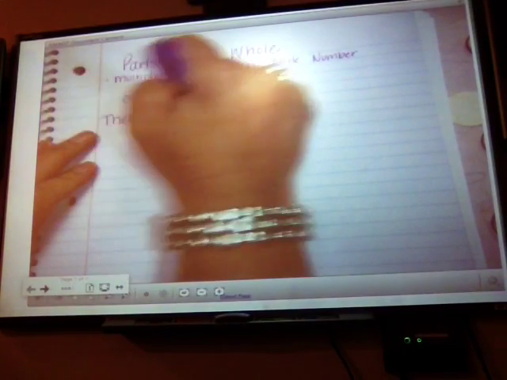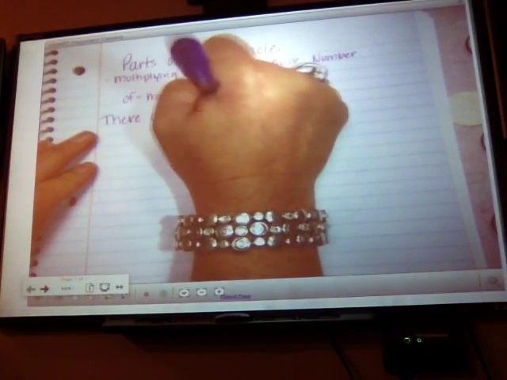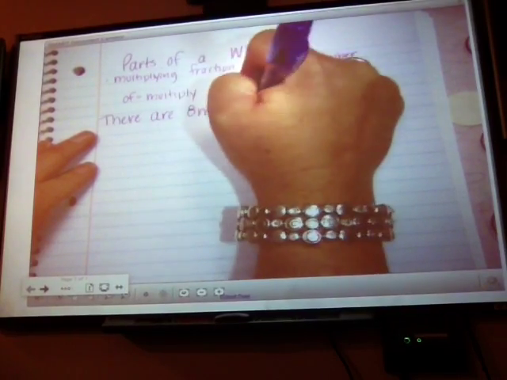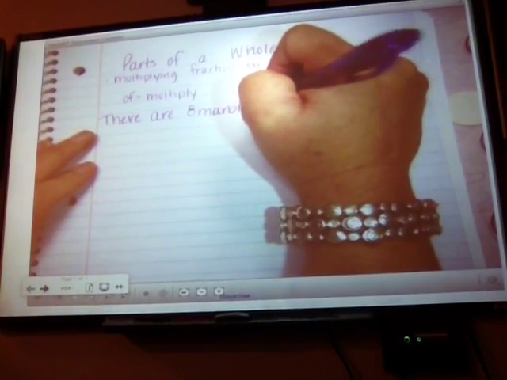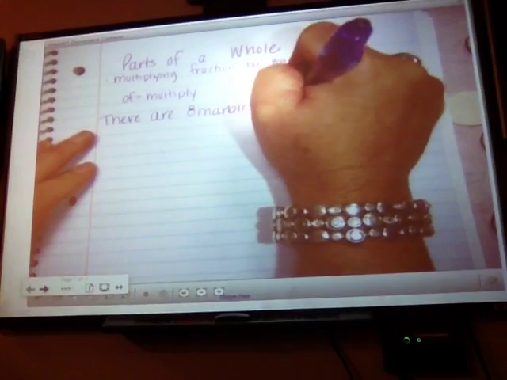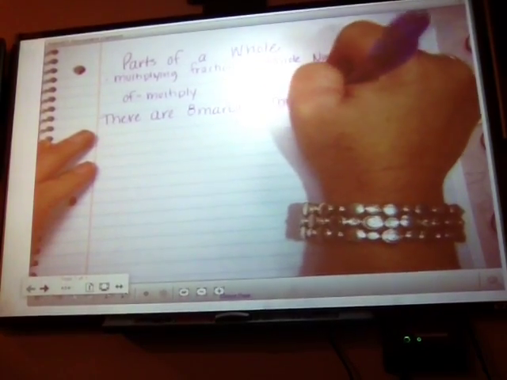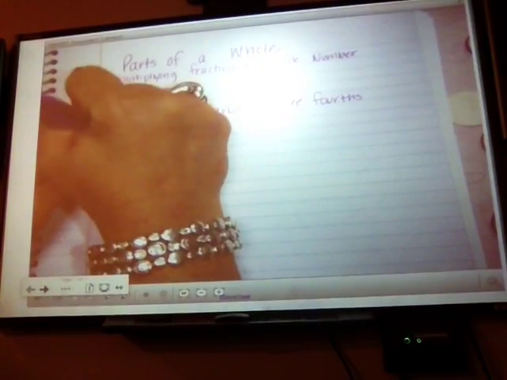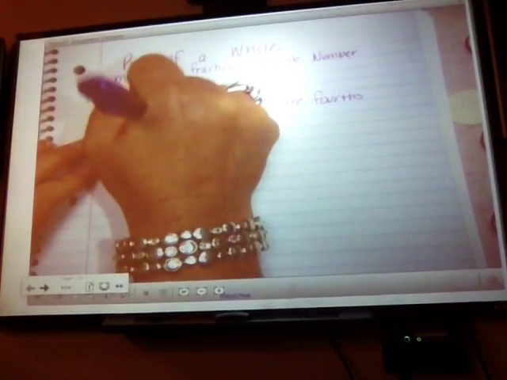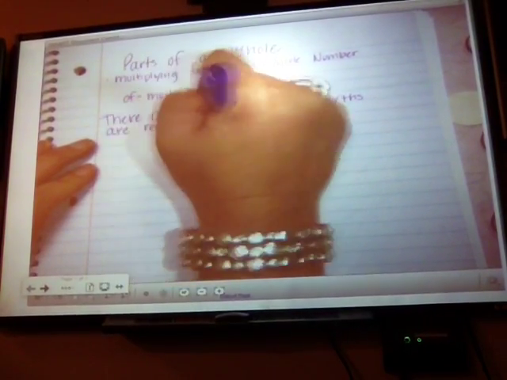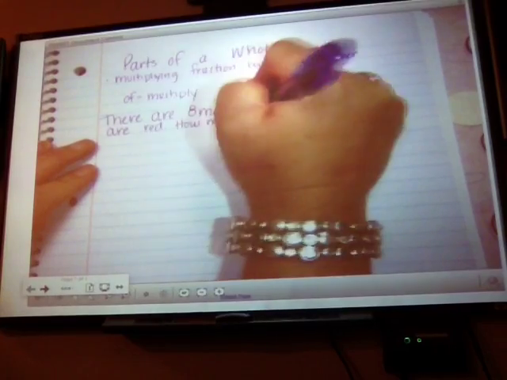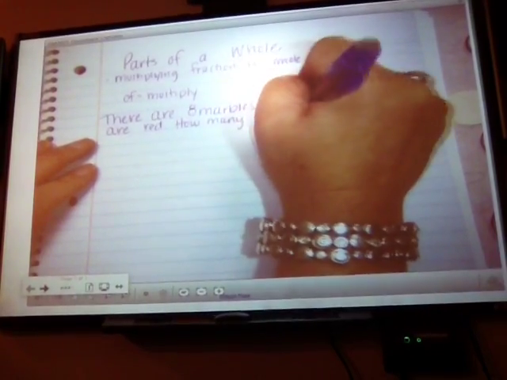There are 8 marbles. 3/4 are red. How many are red?